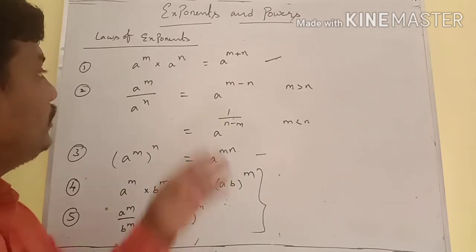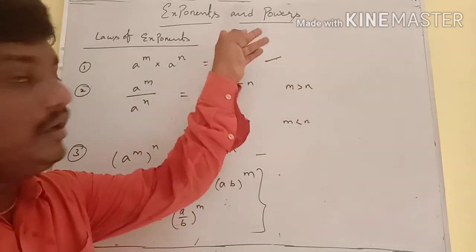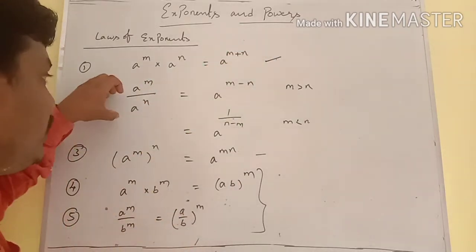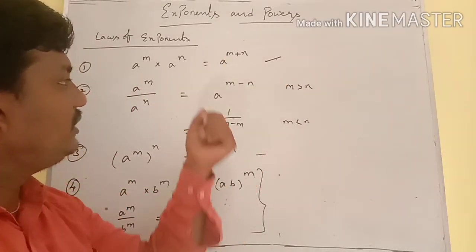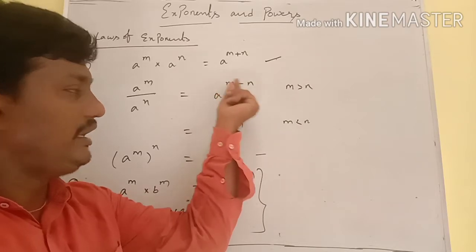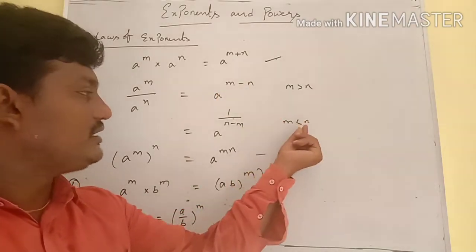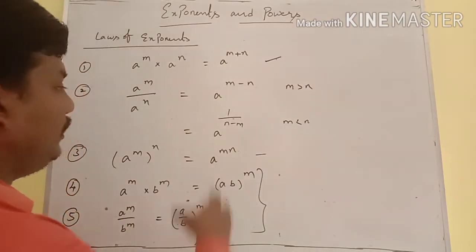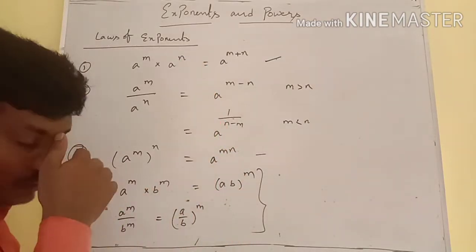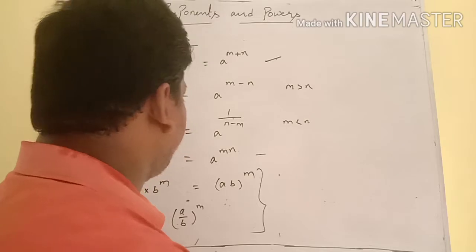Under the product condition, with the same base, the powers are added. Under the division condition, with the same base, the powers are subtracted. So this is a to the power of m minus n when m is greater than n, and 1 by a to the power of n minus m when m is less than n. This is called the laws of exponents.